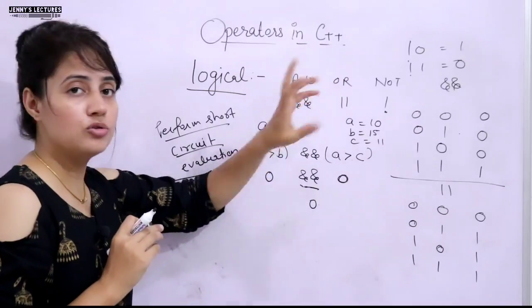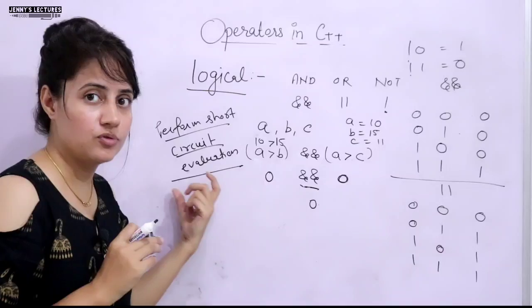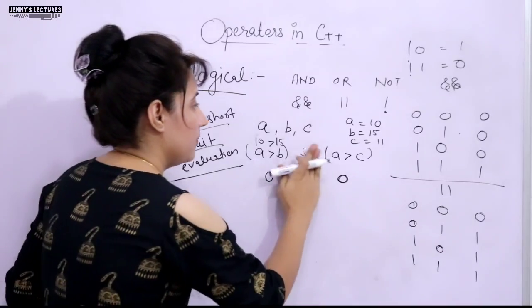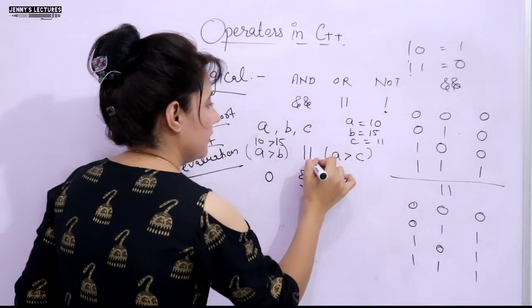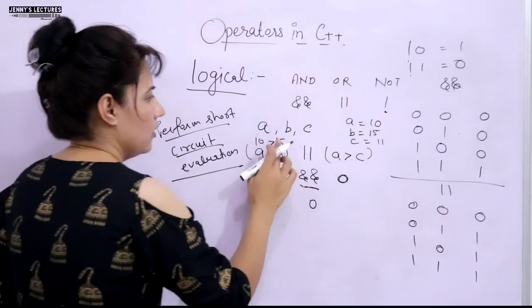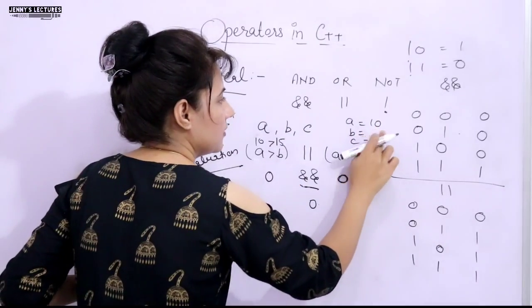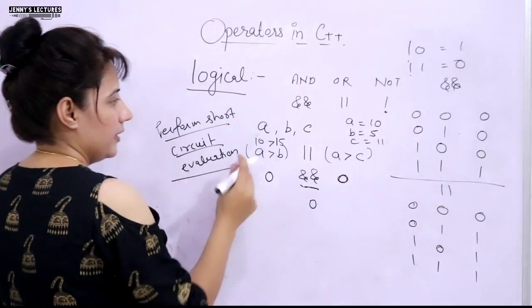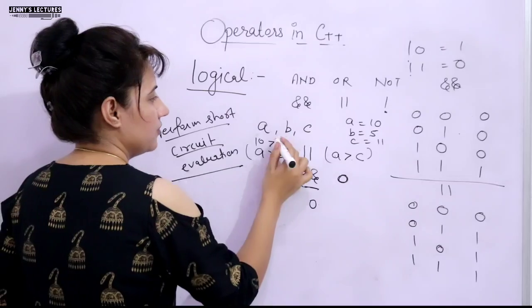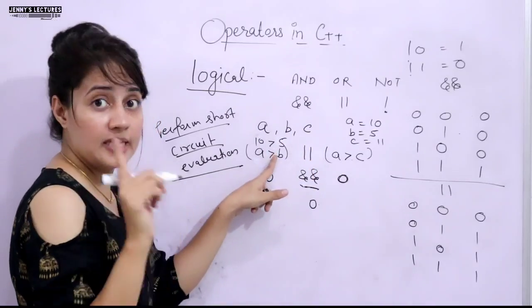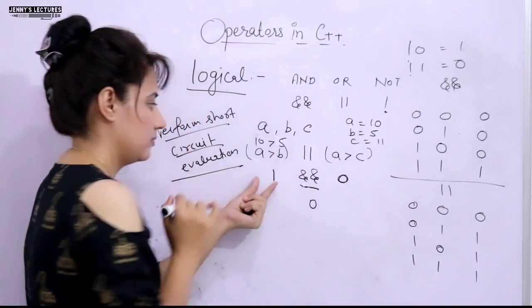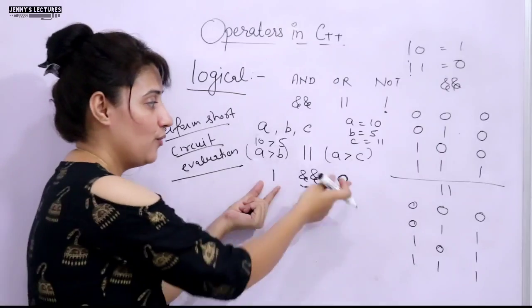Logical OR also works on this type of evaluation. Suppose I am writing logical OR here, and B is 5 only. Now, 10 greater than 5, yes, it is true, so it would be 1. Now it will not evaluate the second one.